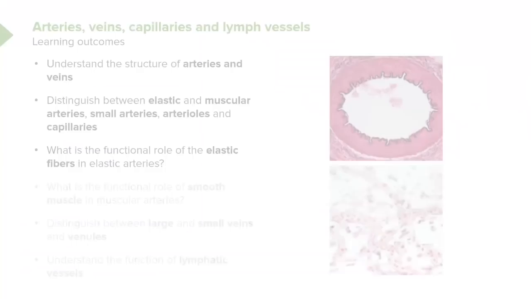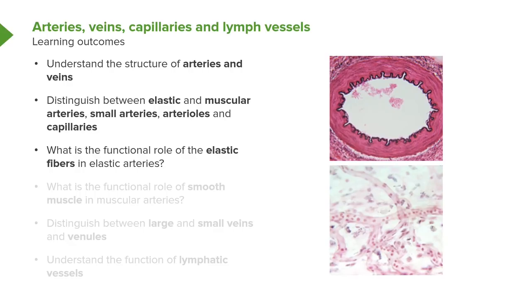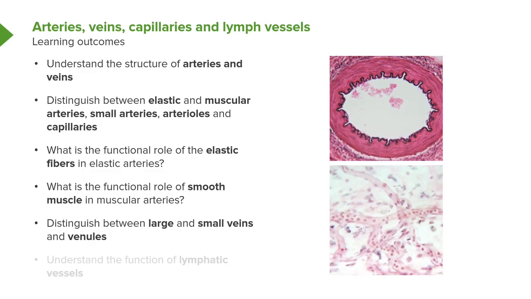It's important to understand what the function of elastic arteries are and what the functional role of smooth muscle is in the wall of arteries and also veins. You need to identify veins, large and small, and be able to tell the difference between a vein and an artery. And finally, I'm going to point out the structure of a lymphatic vessel. But as I said, that will be dealt with in more detail when I talk about the lymphoid tissues in another lecture.